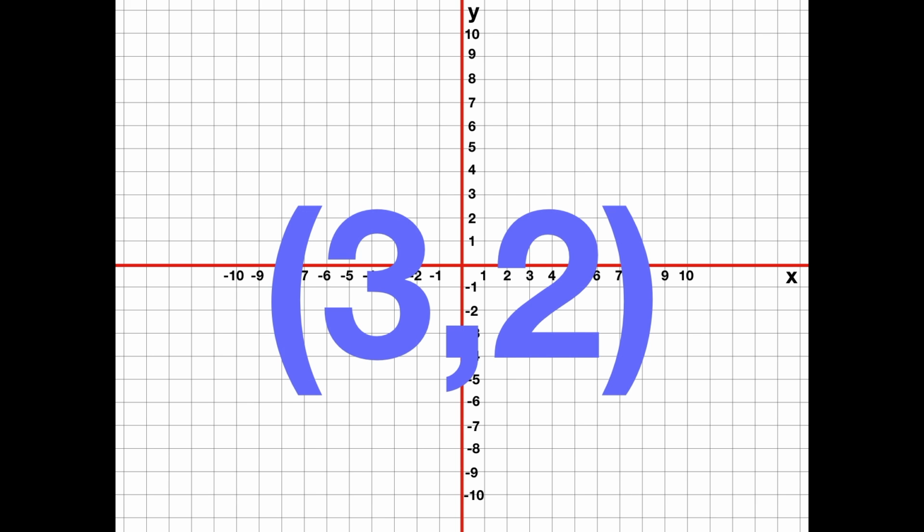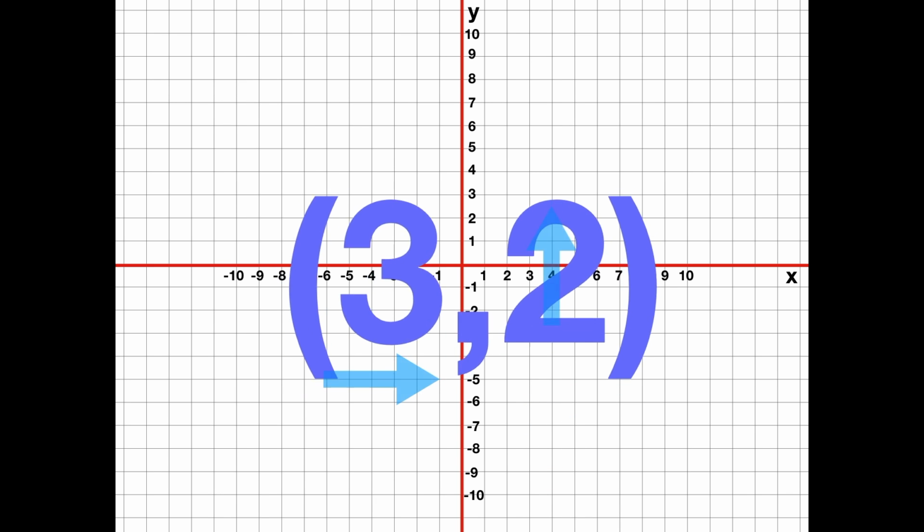An ordered pair will be written like this. It's two numbers in parentheses with a comma between them. This is also called a coordinate. The first number tells you how far over you're going to go on the x-axis. You will always go over first. And your second number tells you how far up or down you're going to go on the y-axis.